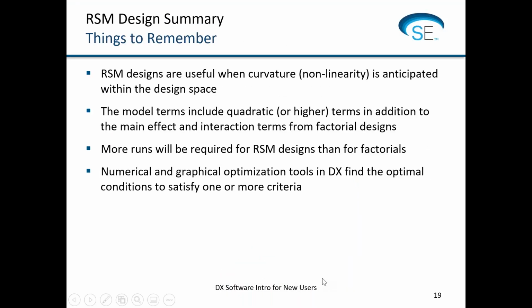So the summary here is RSM designs are useful when we have curvature or nonlinearity within the design space, right? Whether we have a hill or a valley to pursue in the interior of the design. It's helpful for optimization. The model terms include quadratic or even higher order terms, in addition to main effects and interaction terms. The downside is that RSMs require more runs, right? You're trying to get more information, and therefore you're going to need more data. And you can use numerical and graphical optimization tools to find the optimal conditions.